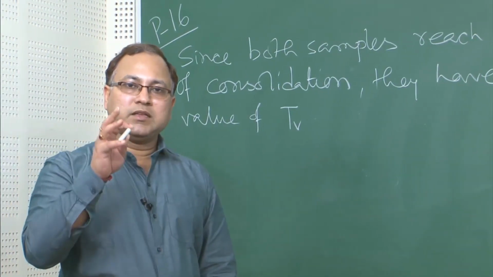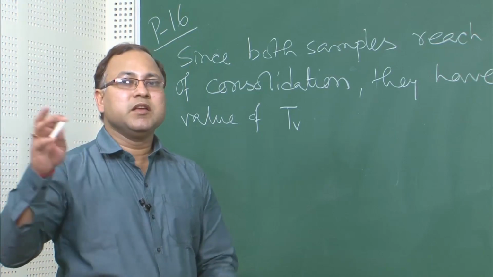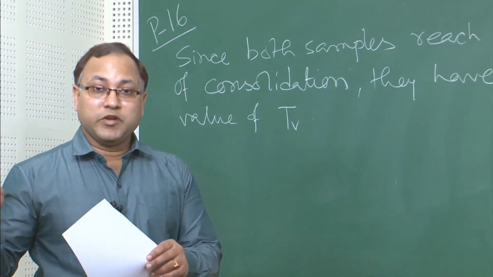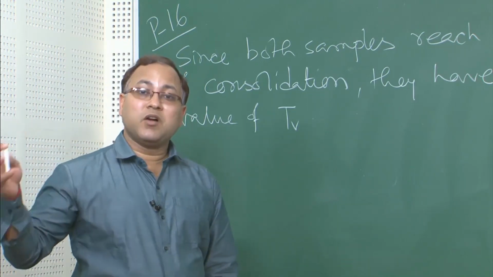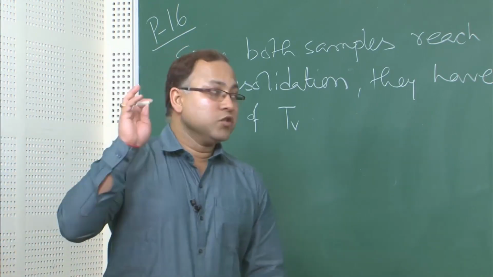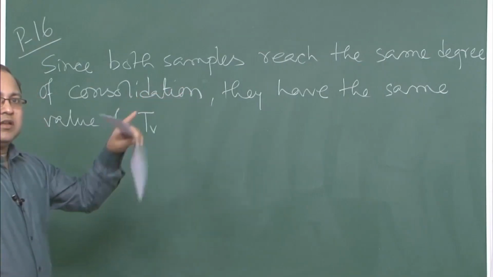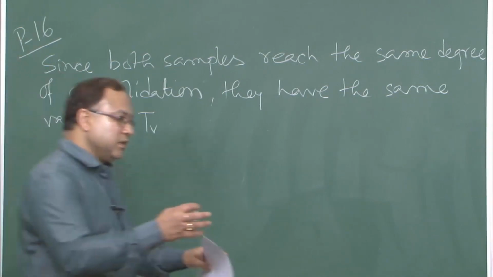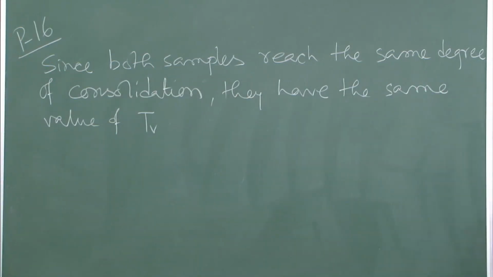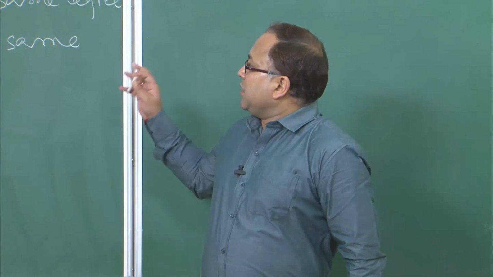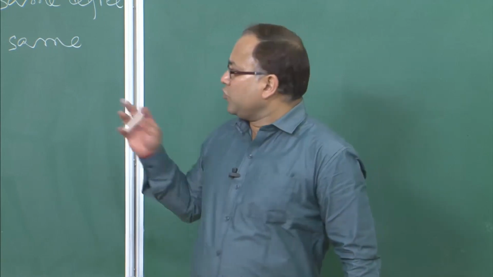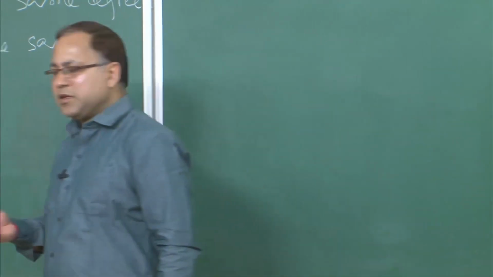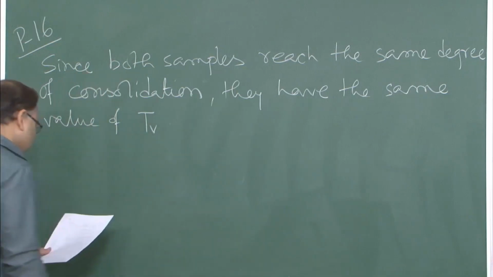So, if your U, that is the average degree of consolidation, is 0 to 60%, you have one expression for calculating TV, and if U is greater than 60%, then you have another expression for calculating TV. Anyway, in the problem it is given as 50% degree of consolidation, that is the matter of concern. So, if both the samples experience the same degree of consolidation, then of course our TV will be the same, from the equation we saw in the last lecture.